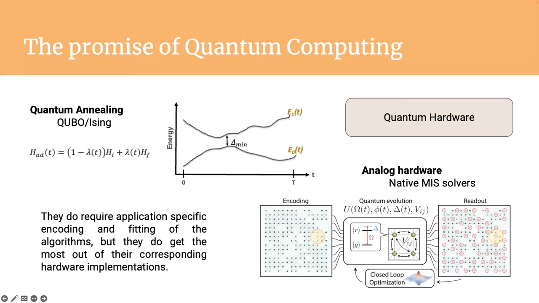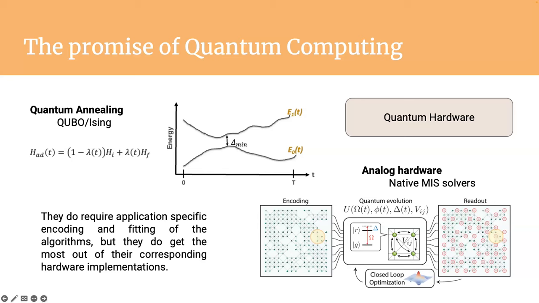And even the name, quantum device, could mean different things. We have quantum annealers that have been around for a while that help us solve combinatorial optimization problems. We have analog hardware like neutral atom platforms, where maximum independent set type of problems fit naturally. So we can always look for use cases that pair nicely with this hardware.